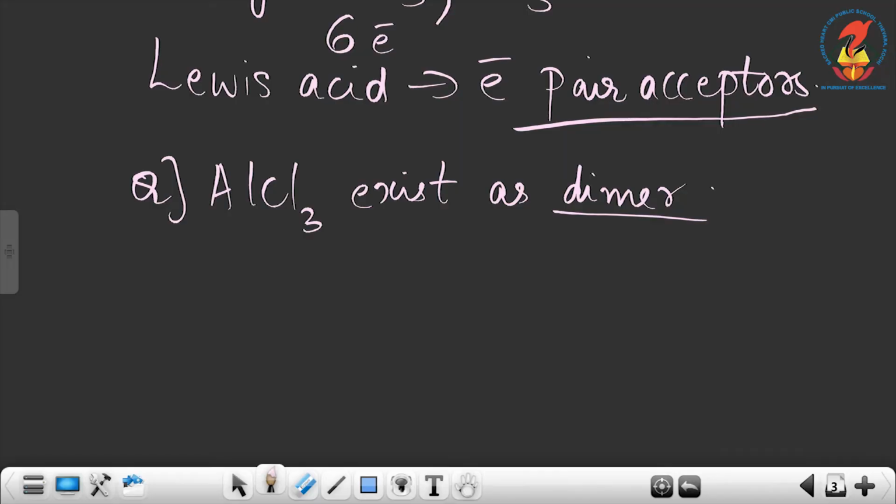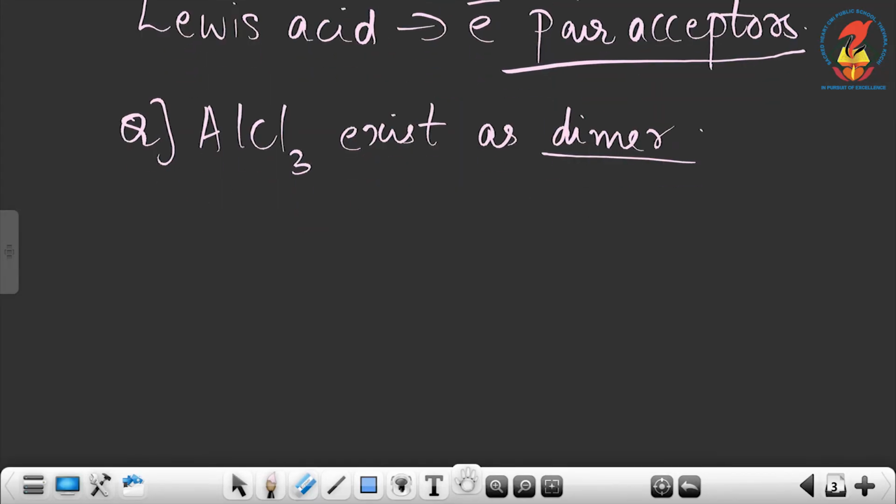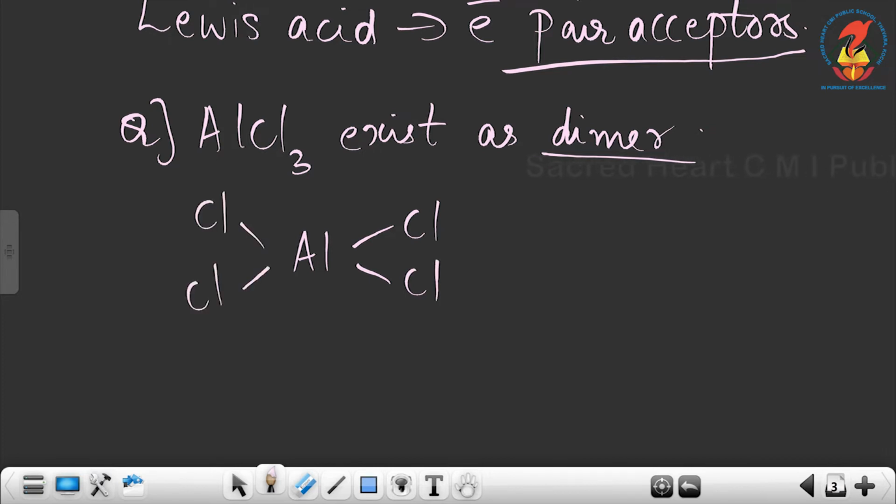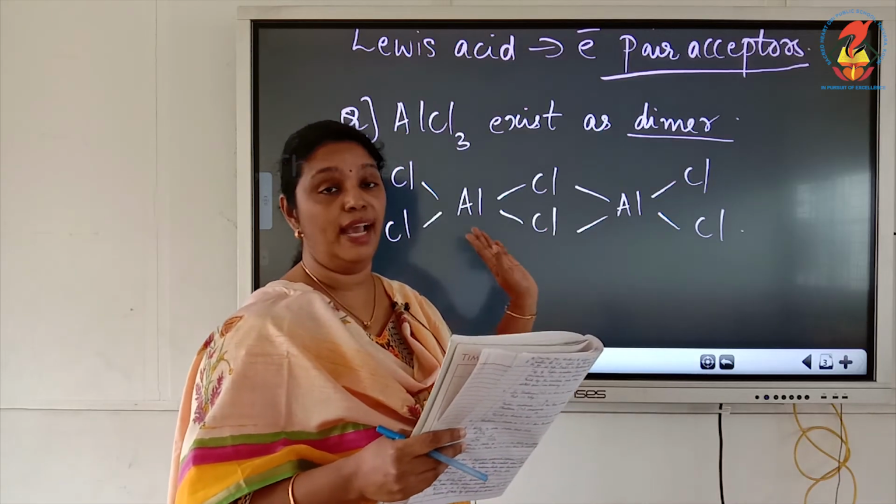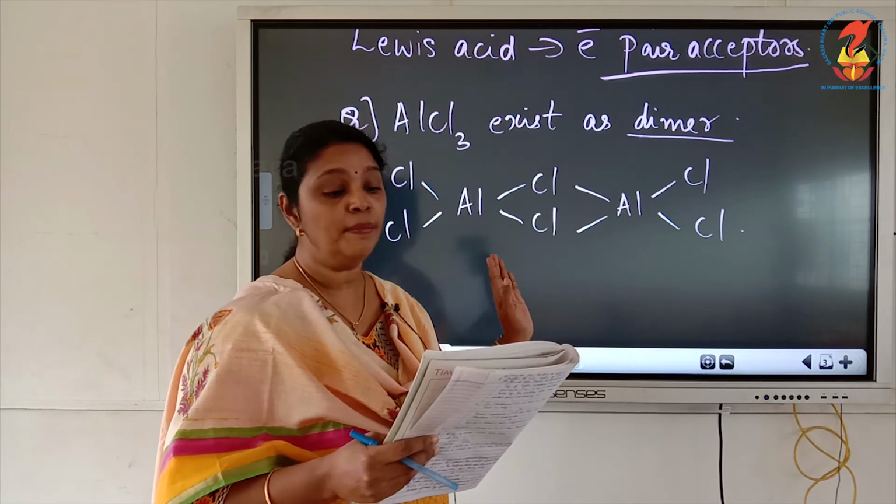And I am going to show the dimeric structure of aluminum chloride. Al. Now, if you count, it's a dimer of AlCl3. We have 6 chlorine and 2 aluminium. So, this is the structure of aluminum chloride when it exists as a dimer.